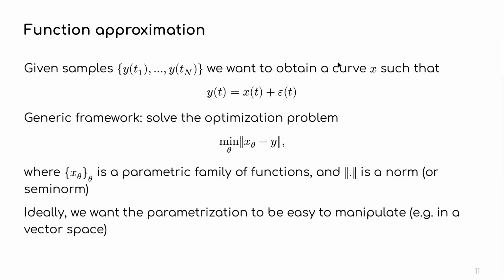So yeah, in general, pick your function approximation scheme and fit your data with it. Ideally though, we'd like the parameterization to be easy to manipulate. And easy means here, for example, we'd like a vector space, where the representation of our functions would be just a vector. That's what we'd like ideally, and the reason for that is because we want to use these traditional vector space statistics that we know.